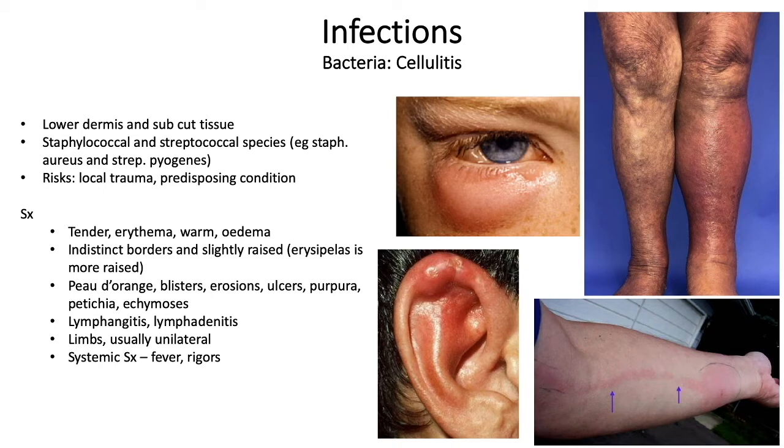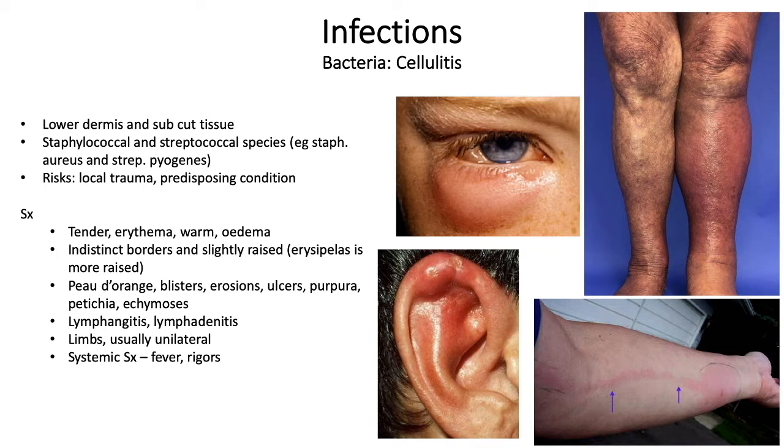The most common causes of cellulitis are Staphylococcus and streptococcal species, examples of which would be Staph aureus and strep pyogenes, but other bacteria can cause it as well. It's more likely to occur if you've had local trauma, so for example, athlete's foot, cuts on the skin, venous insufficiency or ulcers. And there are some conditions that are predisposing to cellulitis, so for example, poorly controlled diabetes, CKD, or immunodeficiency.